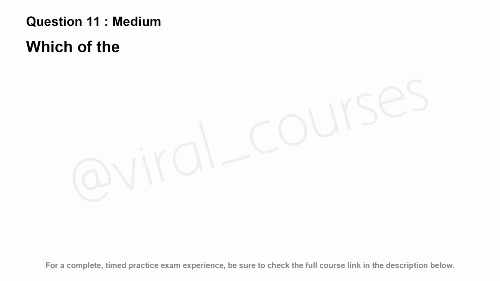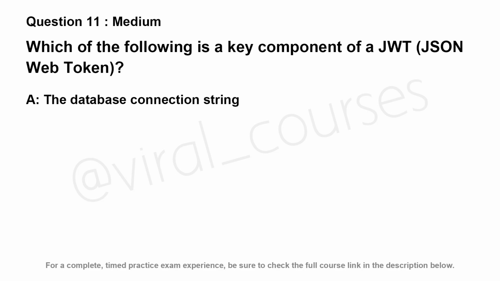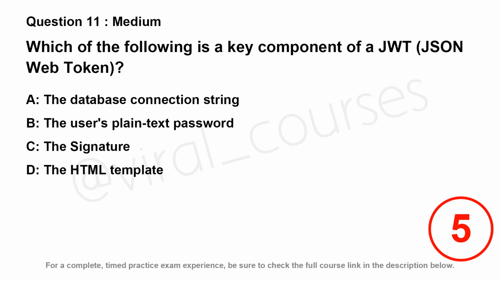Which of the following is a key component of a JWT, JSON Web Token? Option A. The database connection string. Option B. The user's plain text password. Option C. The signature. Option D. The HTML template.